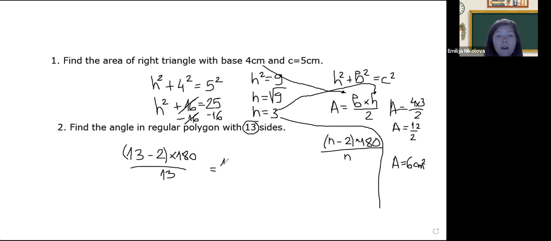So we'll have 11 times 180 divided by 13. So I can solve that one, and the answer will be 152.3. So each of the angles in the regular polygon of 13 sides will be 152.3 degrees.